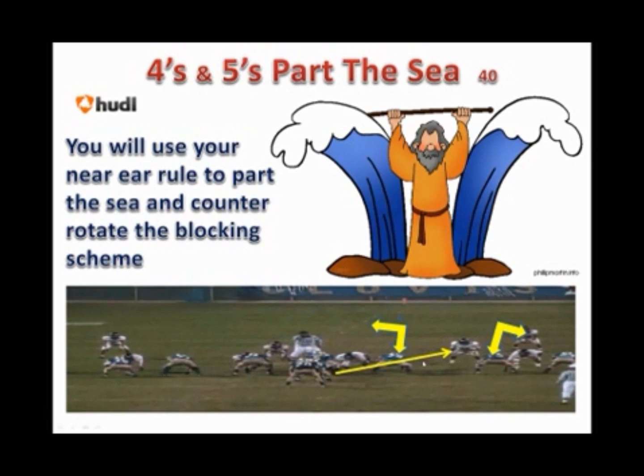If you're going to get the overflow trying to get in on the ISO, that allows that tailback to take it right out the backside and really makes it for a great play. So what the tailback is doing is taking out to the 3rd level defender, and you're taking this all the way out to the safety, where you're probably gaining 6, 7 to 12 yards. All right? So you use your near ear rule to part the C and counter-rotate the blocking scheme, so you're going to counter-rotate at the point of attack.